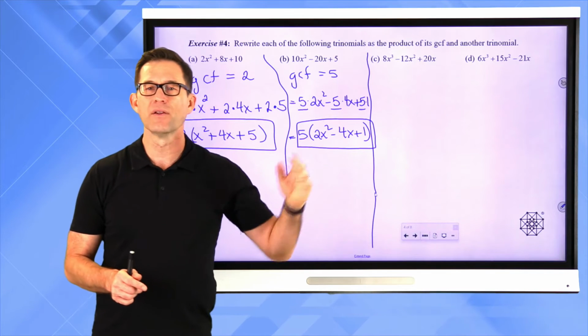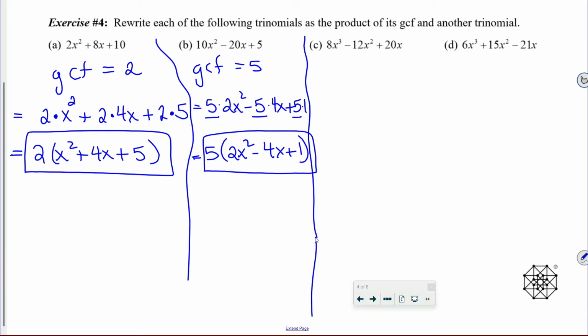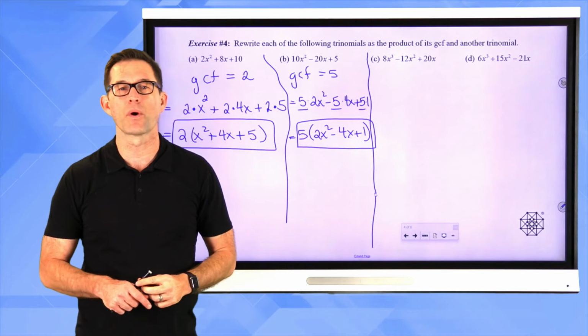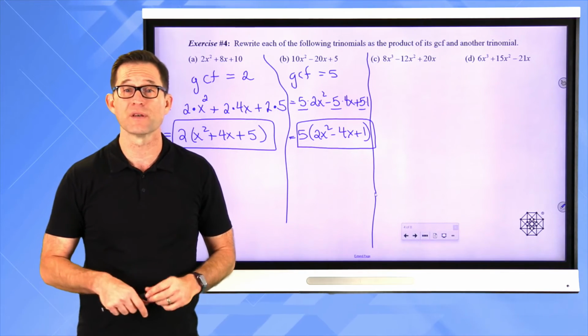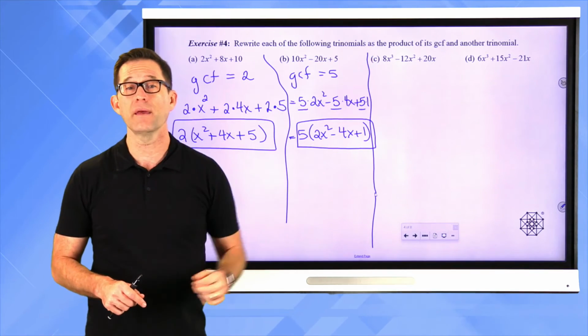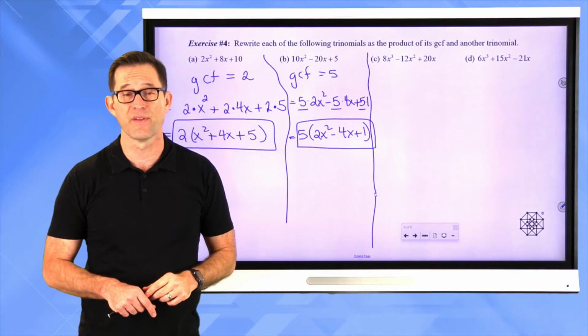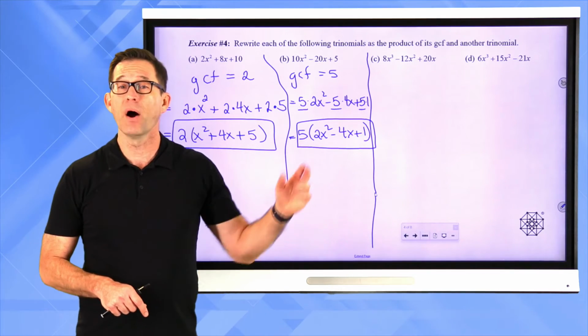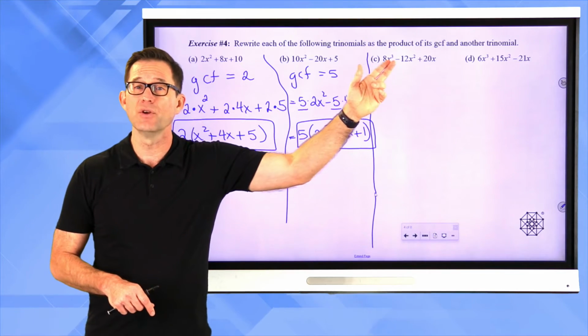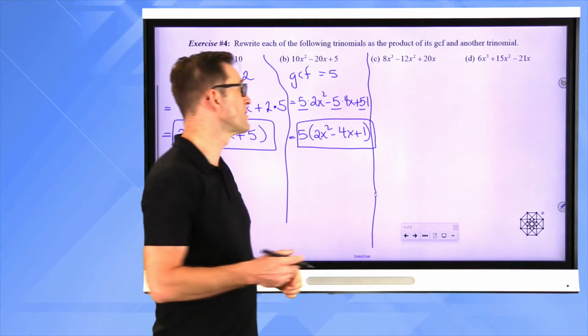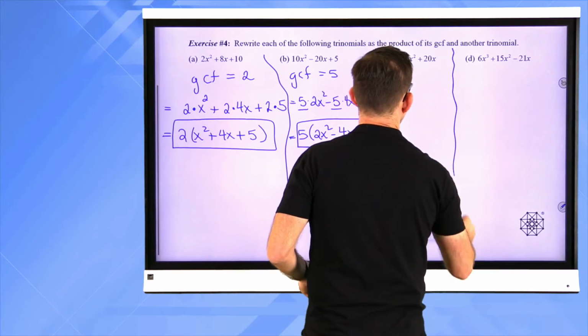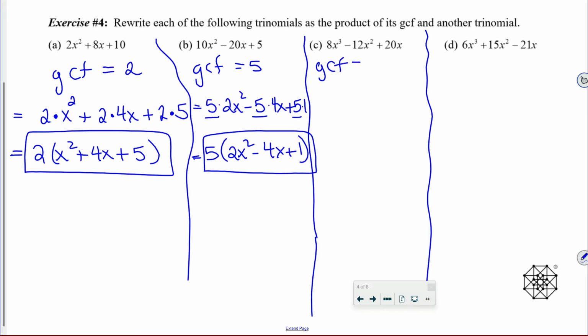All right, let's take a look at letter C. We've got 8x cubed minus 12x squared plus 20x. All right, here's an example of one where we have both numerical coefficients and we've got variables in each one of the terms. We look at the 8, the 12, and the 20 and note that the largest number that divides into each of them nicely is the number 4. But they also all have x's on them. X cubed, x squared, x to the first. That tells me that my GCF also contains an x to the first. In which case, I can write down GCF is equal to 4x.